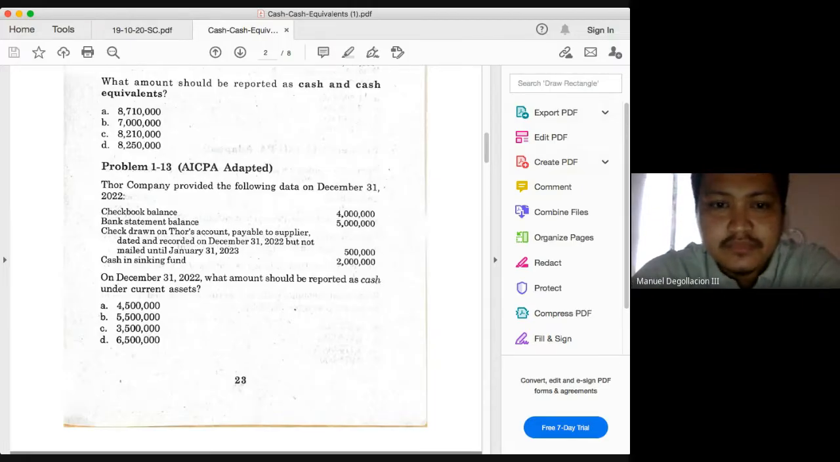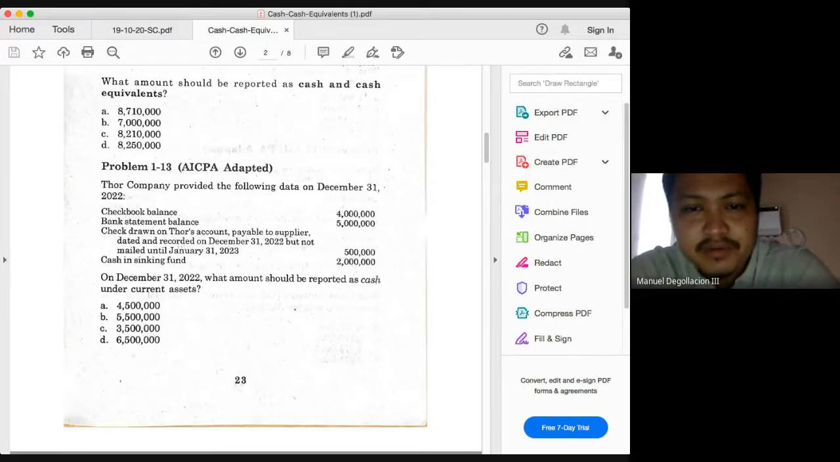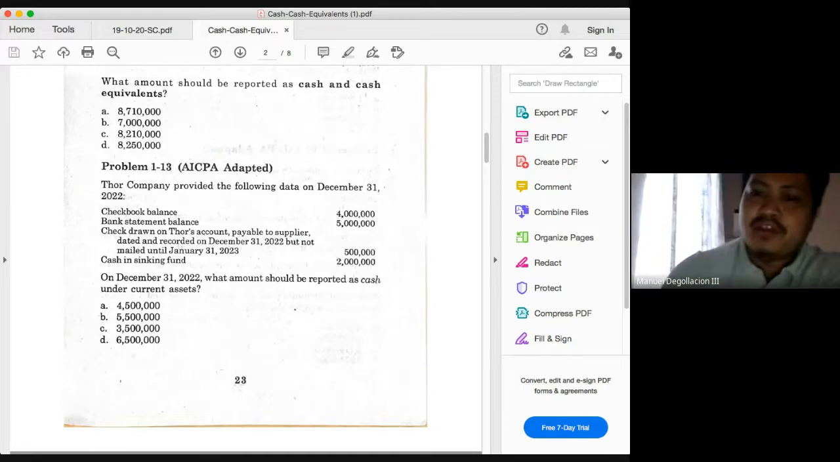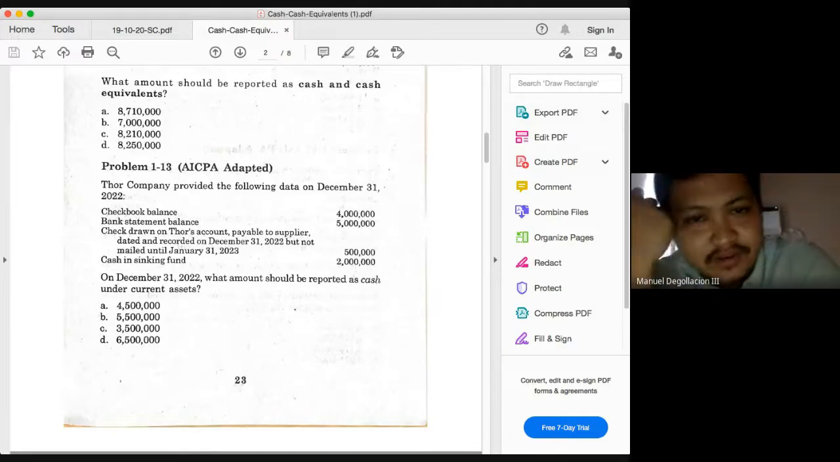Because this affects the checkbook balance. Okay, so what happened here? We have already deducted from our cash in bank account, even though it should not have been deducted because payment actually took place only on January 31, but we have already recorded it on December 31. We have reduced our checkbook balance even though no payment actually took place. So what we have to do here is to add back the 500,000. Okay.